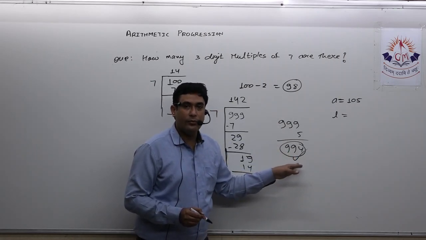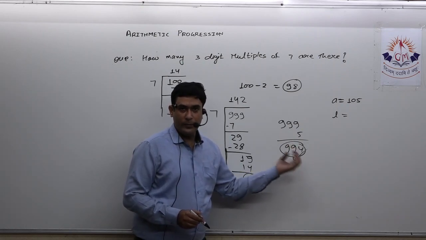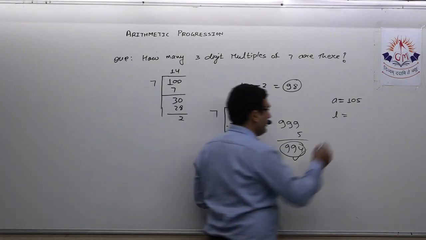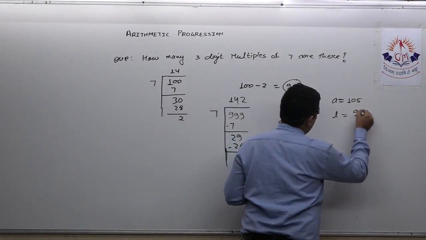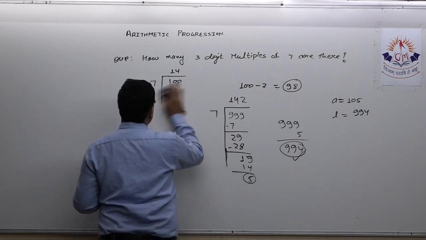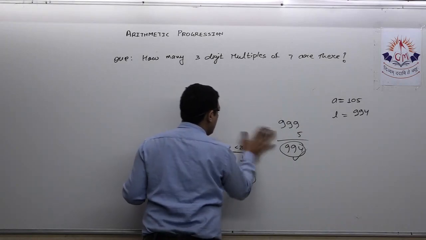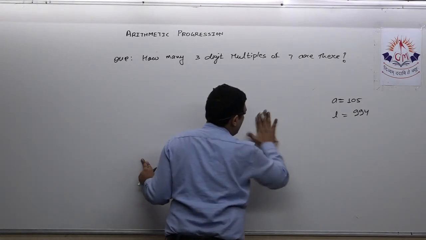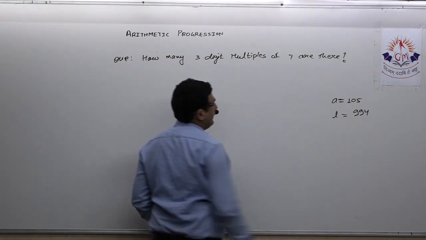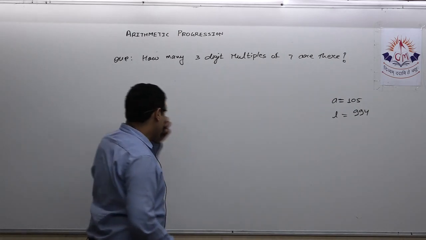I will get 1001, isn't it? And that will definitely be a multiple of 7, but that won't be a 3 digit number. So this is the last number which is a multiple of 7. In that way I got the sequence or AP in which the first term is 105 and the last term is 994. We also got one more thing, that the common difference is 7.